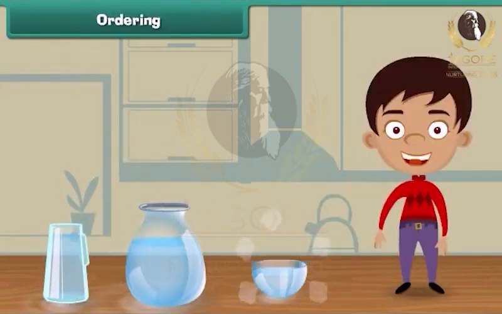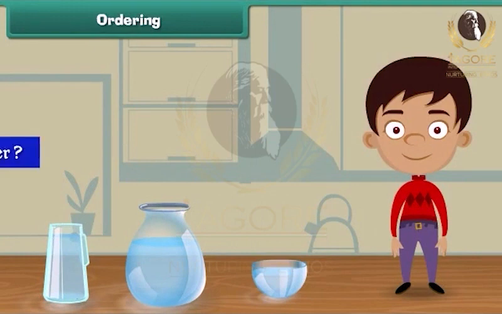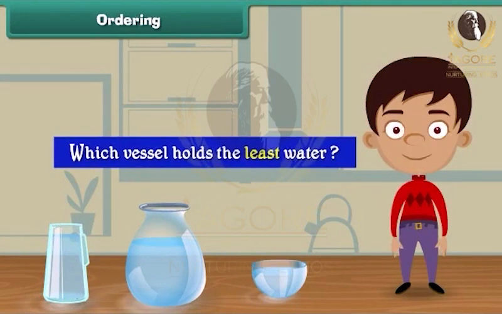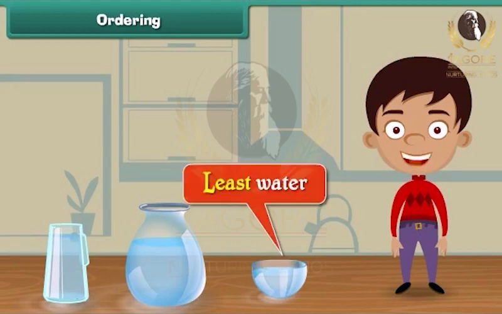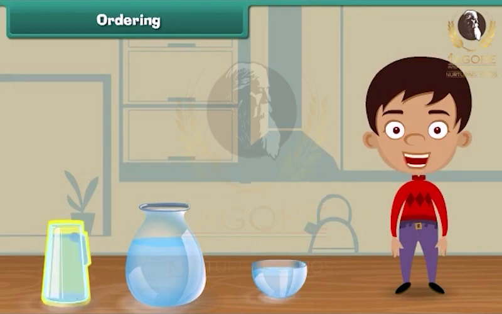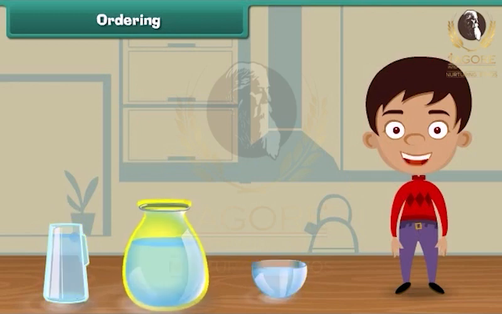Friends, we have 3 different vessels. Which vessel holds the least water? Yes, you are right. The bowl holds the least water. A jar holds more water than the bowl. And the pot holds more water than the bowl and the jar.